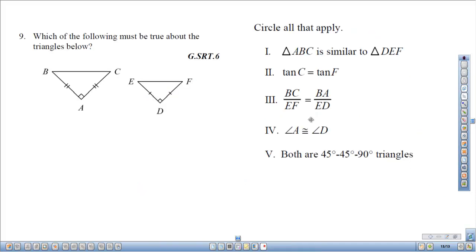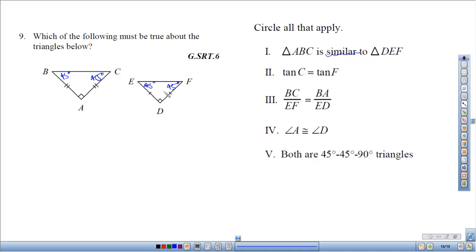All right, number 9 gives us 2 triangles and asks which must be true about the triangles. And I guess we'll just go one by one. Well, maybe before we do that, do you notice these are both isosceles right triangles? And I should think to myself right away, oh, isosceles right triangles, that means these are 45, 45, 90. In fact, both of them are 45, 45, 90s. All right, now let's get back to this. First statement, we're going to choose it if it's true. Triangle ABC is similar to triangle DEF.